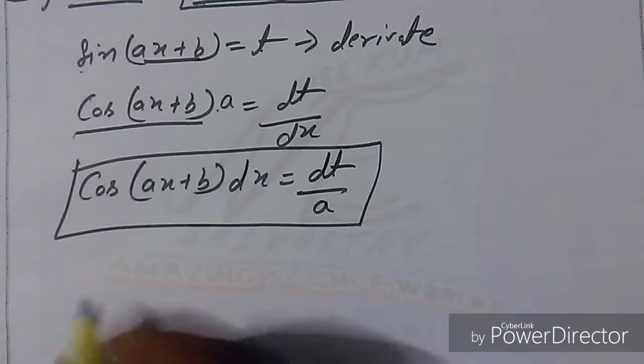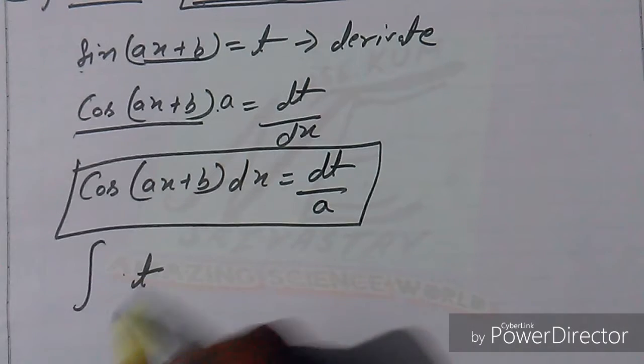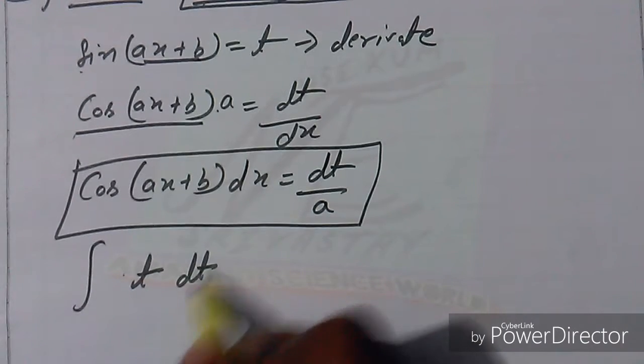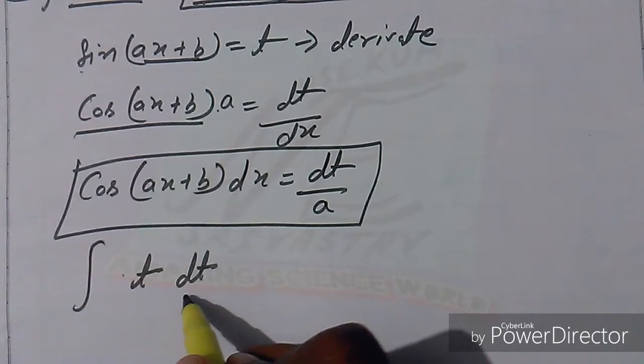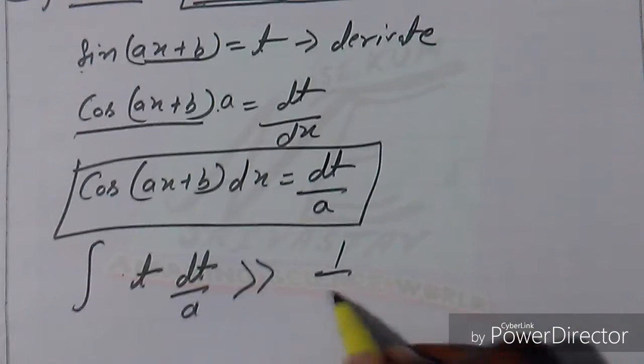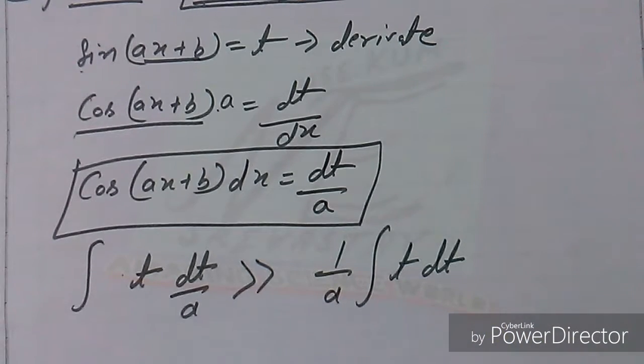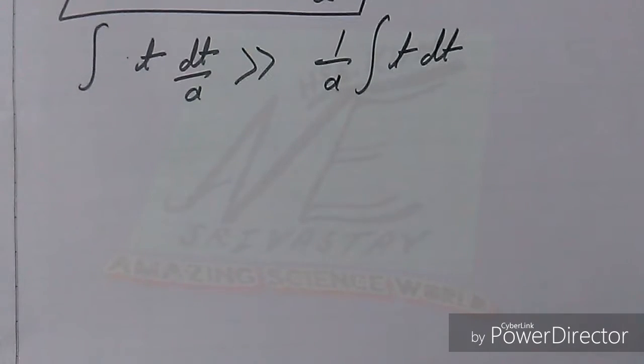Now what will come? We can write sin(ax plus b) as t, and cos(ax plus b) dx as dt by a, where a is a constant. Then we write it as 1 by a integration of t dt. How easy the question is, and now we integrate it and the answer comes. Now we come to the sixth question.